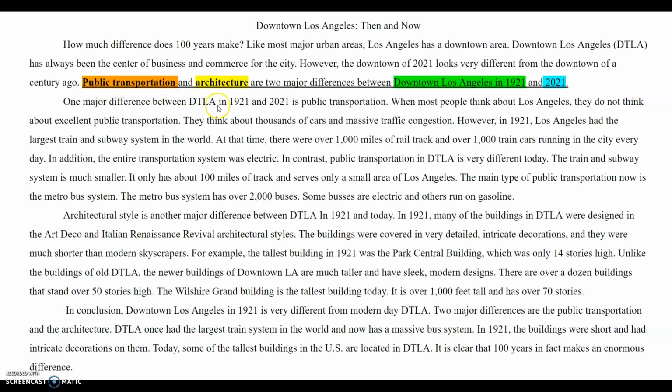In this thesis statement, we know that this essay is going to be focusing on contrast because right here we have the phrase 2 major differences. So we know from the word difference that we're going to be focusing on contrast. The 2 topics that we are contrasting are downtown Los Angeles in 1921 and downtown Los Angeles in 2021. The 2 points of contrast are public transportation and architecture.